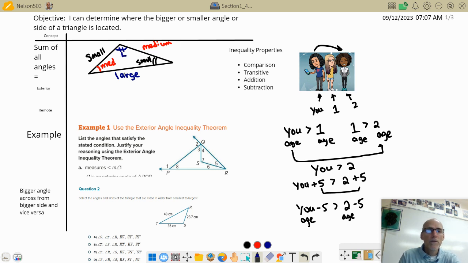So the largest angle is across from the largest side, the smallest angle is across from the smallest side, and the medium side is across from the medium angle. That's pretty straightforward. That's the triangle inequality property. And I hope that makes sense.